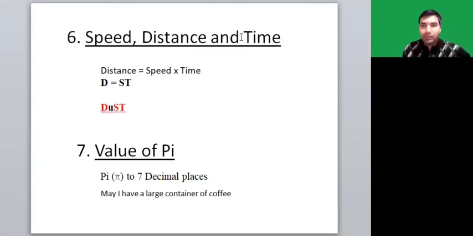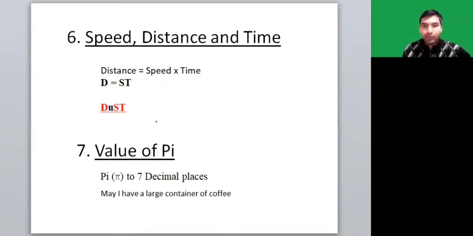Next thing is speed, distance, and time. We tend to forget the relation between them. Distance is speed into time. I can write this in terms of letters: D equals S into T. So remember this as DUST. How to remember this? Take an example: you're driving your car at a very high speed. You can say, I was driving my car at a very high speed, and therefore it got dust. It got covered with dust.